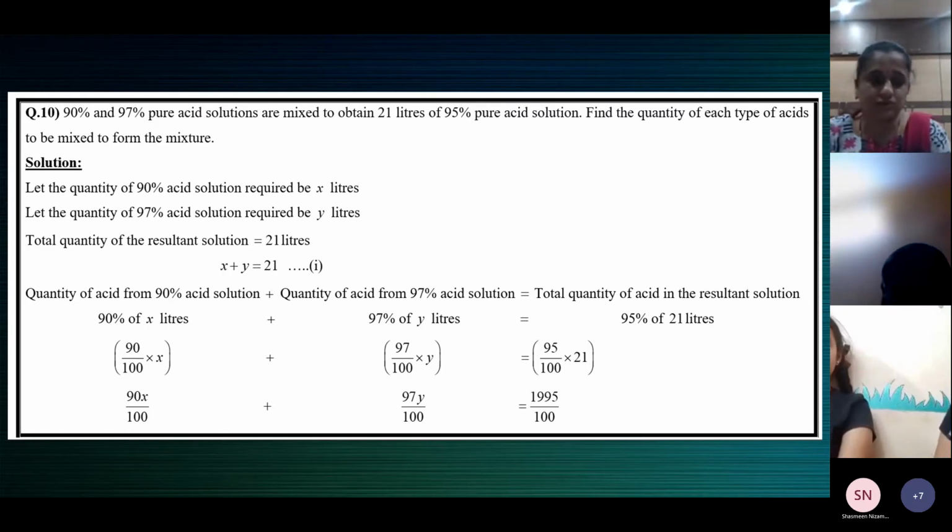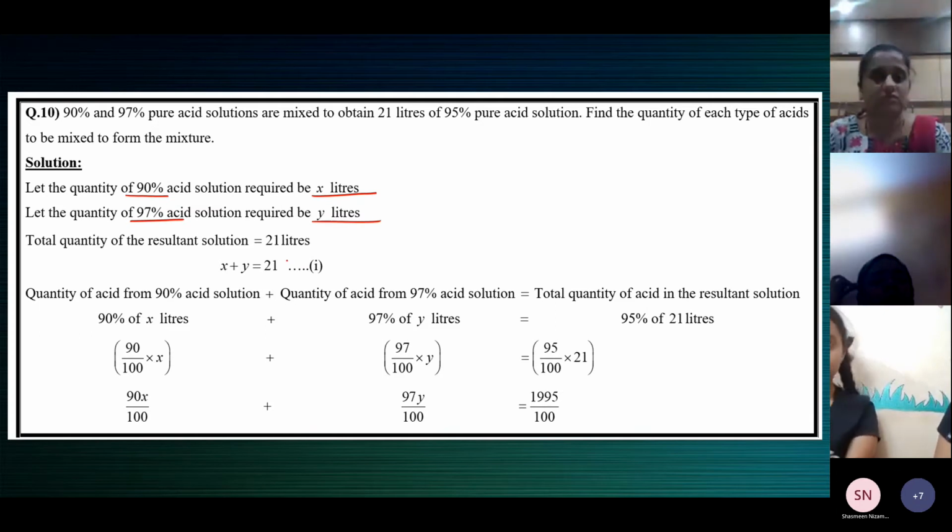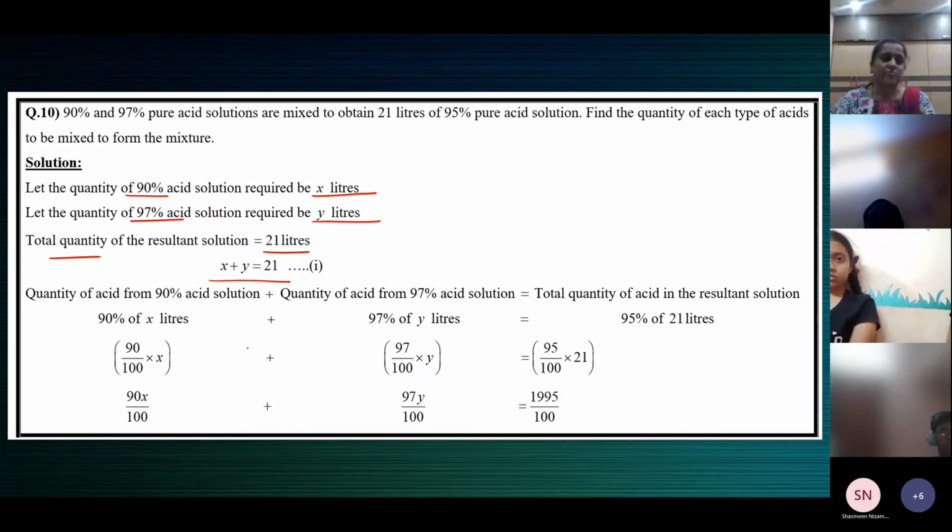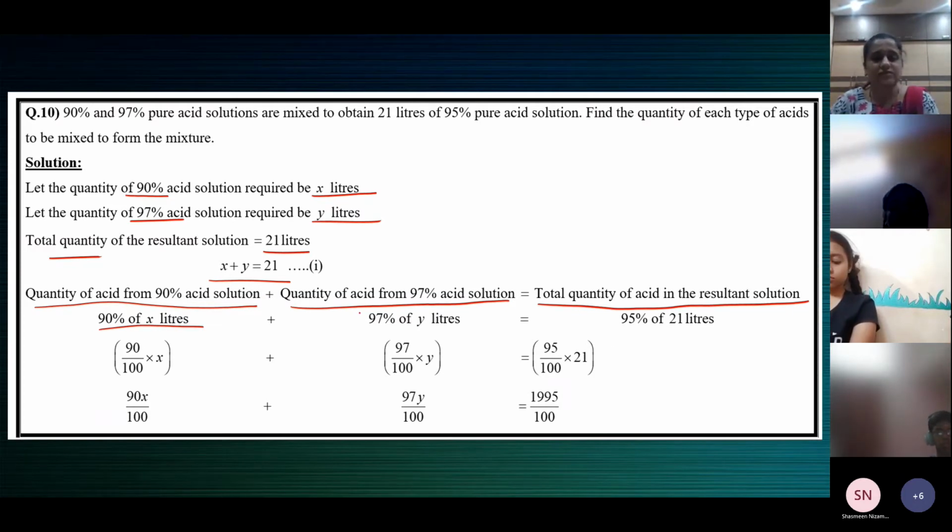So you can see here. Let the quantity of the first type be X liters, second type be Y liters. The total quantity is 21 liters. So X plus Y is equal to 21. Quantity of acid from this one plus the quantity of acid from this one is equal to the total quantity of acid in the resultant solution. So 90% of X liters plus 97% of Y liters is equal to 95% of 21 liters.